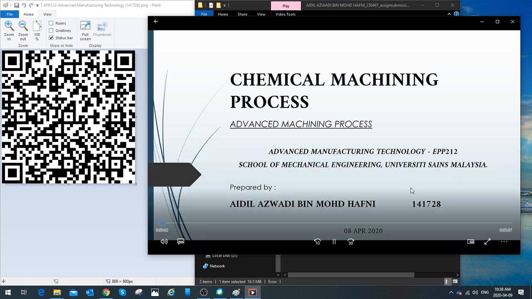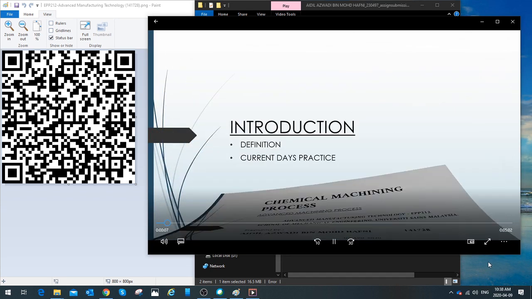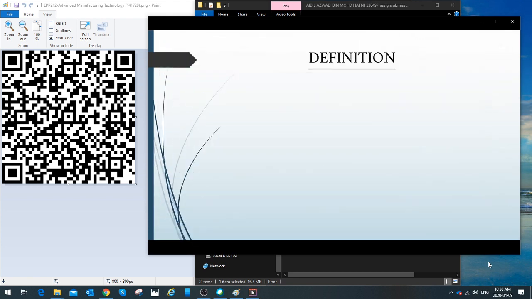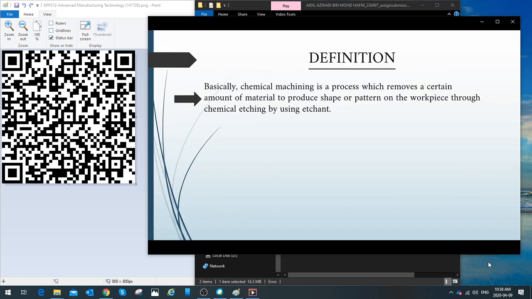Alright. Today I want to share about chemical machining process. So let's start with the introduction. First of all, the definition of chemical machining.